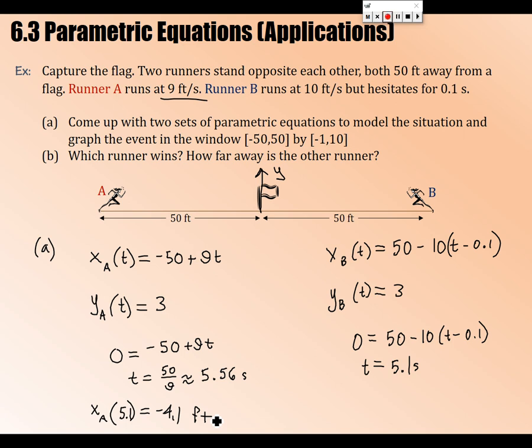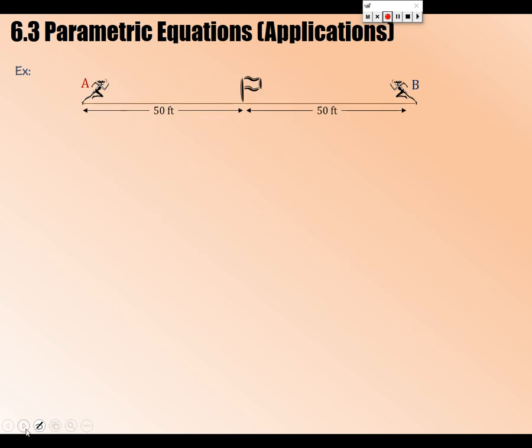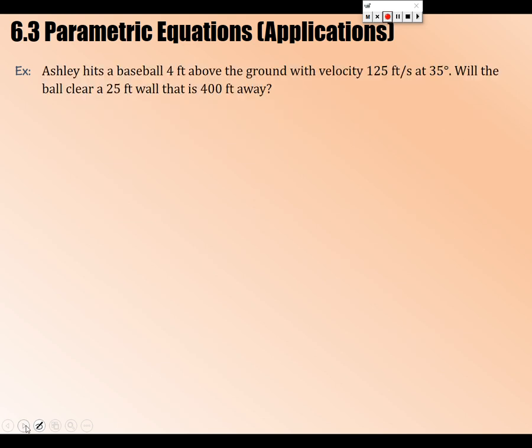All right, we're gonna quickly do the last question. Make sure we say what we need to say here. So on the last question, we finally have velocity happening in both directions. Ashley hits a baseball 4 feet above the ground with velocity 120 feet per second at 35 degrees. So right away, if you want, we don't have to write this down, but I'll write it down just to make sure you understand, right? The velocity in the x direction and the y direction are both non-zero.